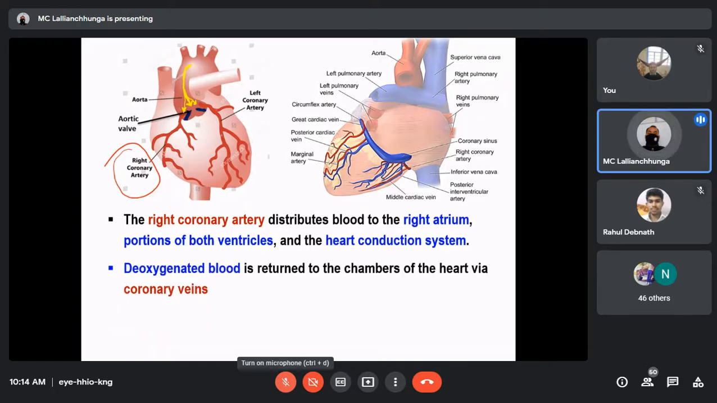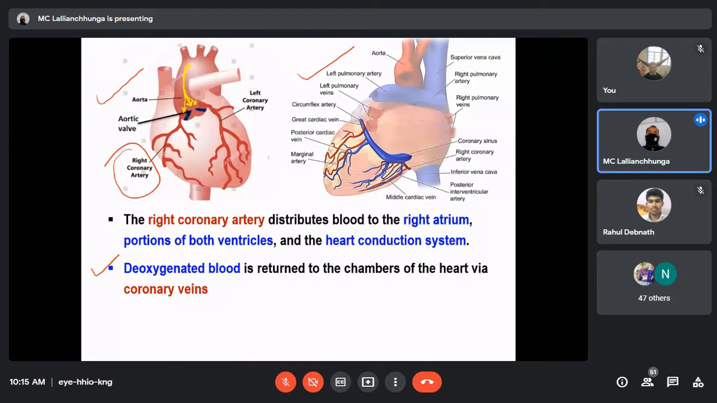And here another term comes, coronary veins. Deoxygenated blood is returned to the chambers of the heart via coronary veins. The first diagram is showing only the arterial system, but in the second diagram, the arterial system and venous system are both shown. And you know that the right coronary artery and left coronary artery are distributed to the tissues of the heart.